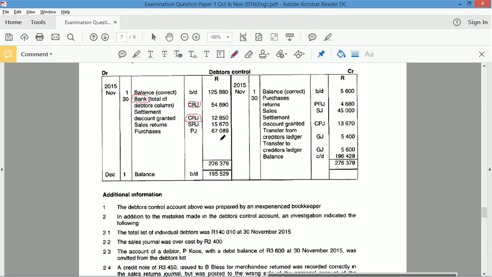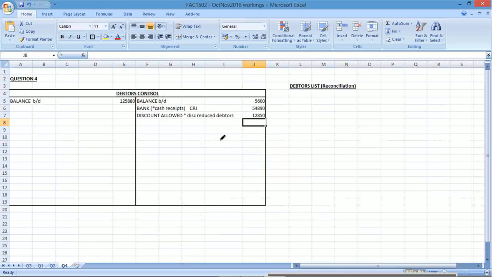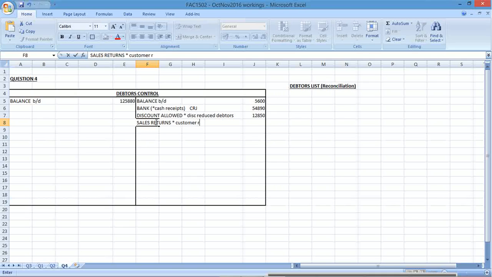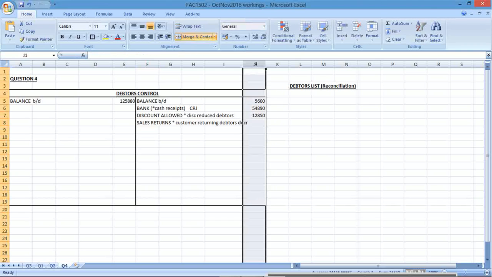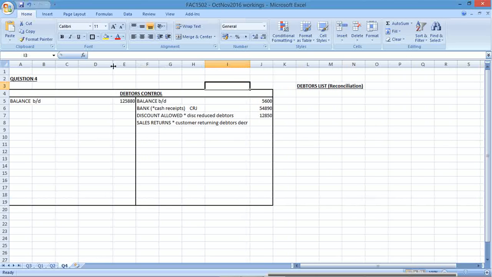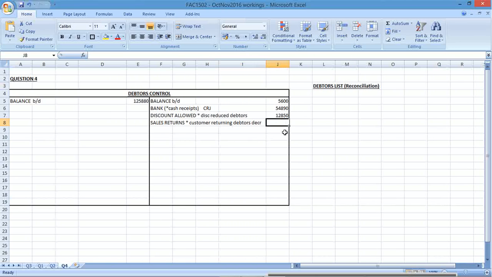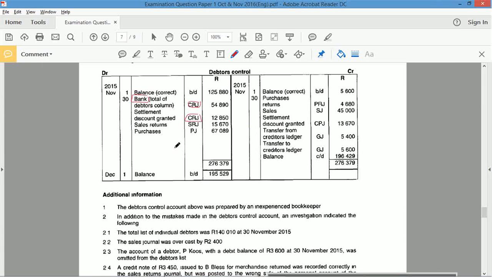Next. Sales returns. What would a sales return do to your debtors? It will decrease it. Good. Wrong side of the account, right? You know debtors is an asset. You know assets don't decrease on the debit side. Sales returns, asterisk, customers returning, debtors decrease. That's why it's going there. How much? 15670.